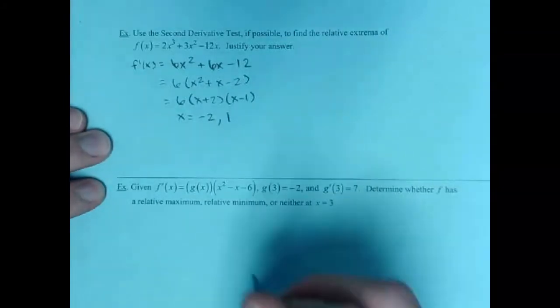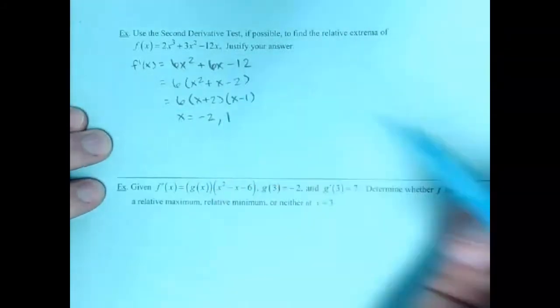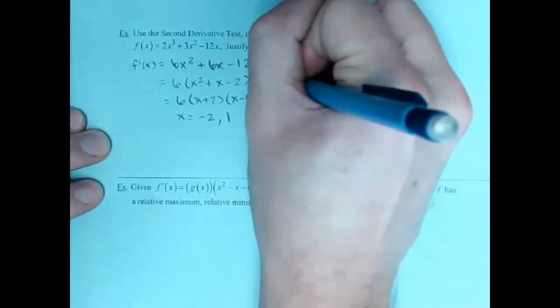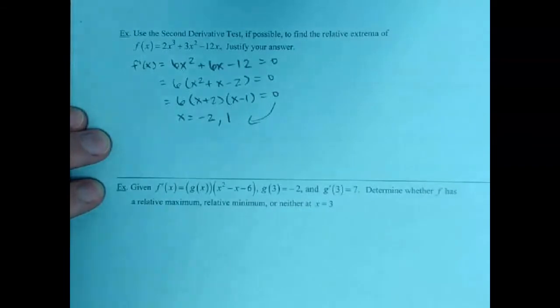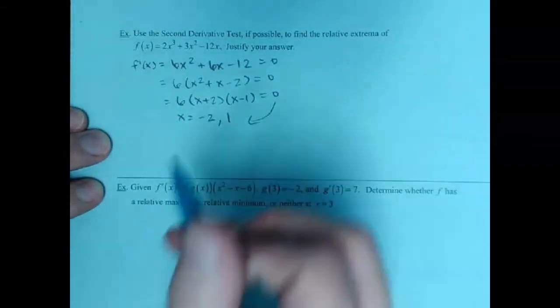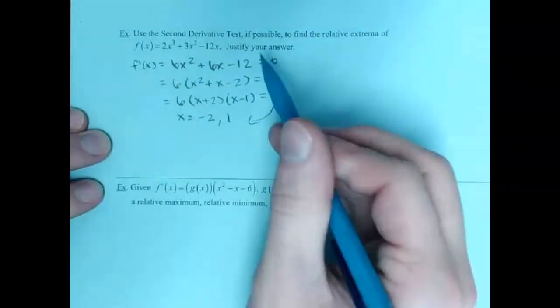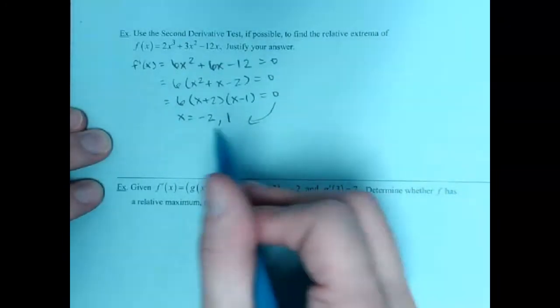Okay, you don't have to go plug these back in. They're going to be 0 because that's how we found them, right? By setting that derivative equal to 0 and then solving. So you don't have to check and make sure that when I plug this in to the first derivative, it's 0. It's going to be. That's how we found those numbers.